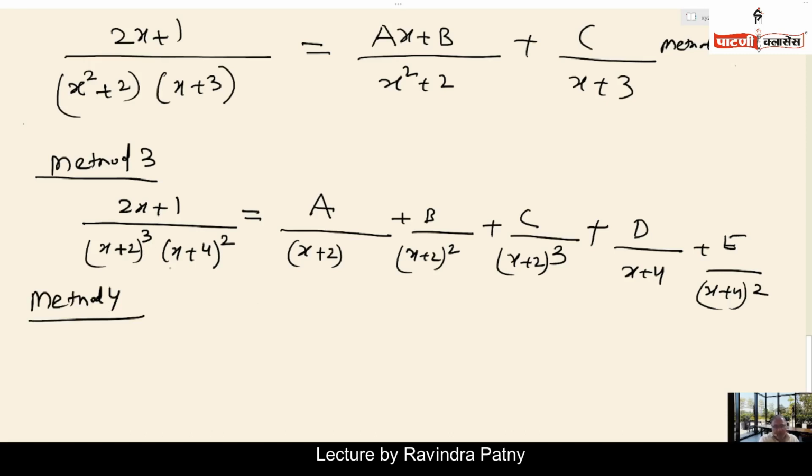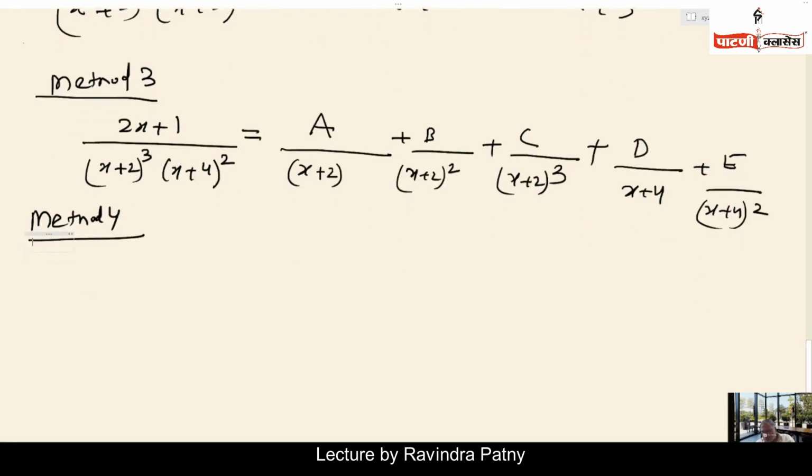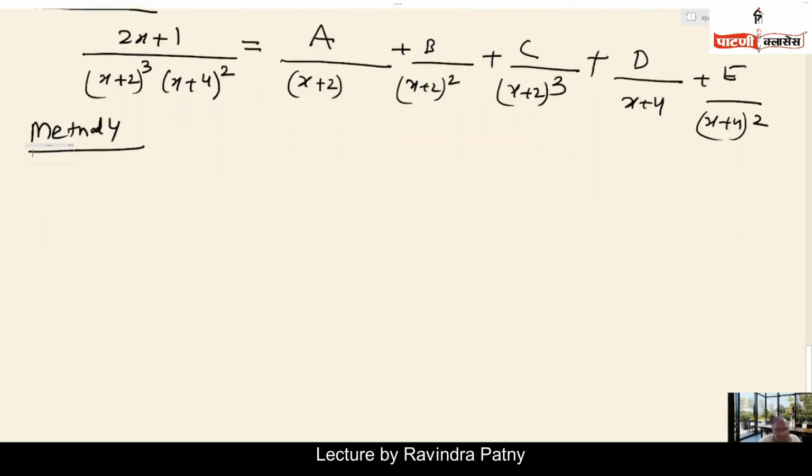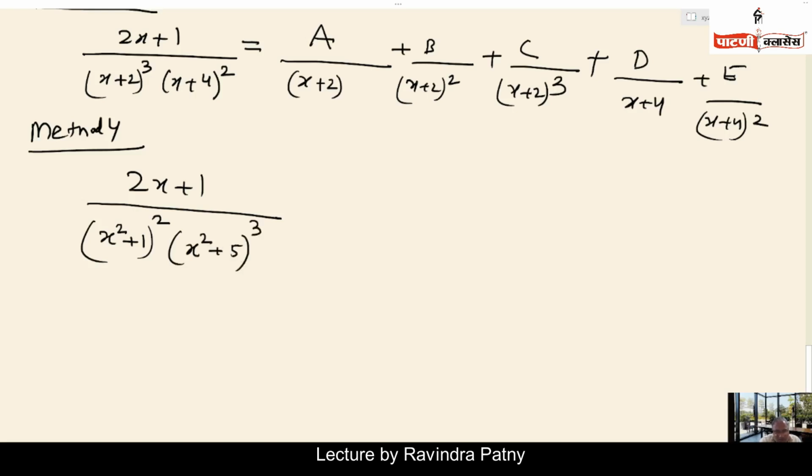How to write that? I will write one example and show you. In the next method, I have 2x plus 1 upon, suppose here is x square plus 1, and outside also there is some power like square, and here is x square plus 5, and here some cube is there. So how are you going to write the partial fraction for this? The same procedure here, but extra alphabets will come. Ax plus b will come. Why? Because inside the square is there. So I get x square plus 1, and here cx plus d.